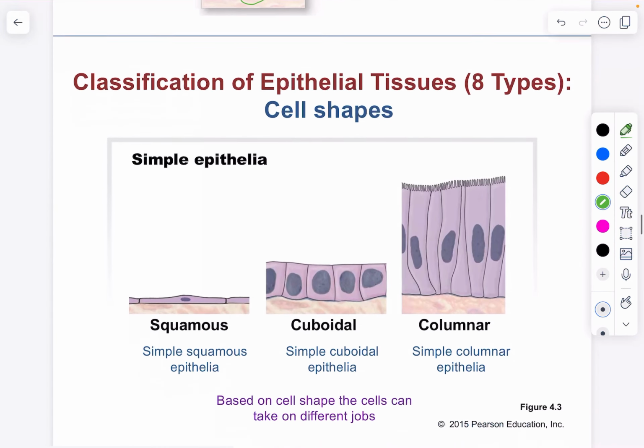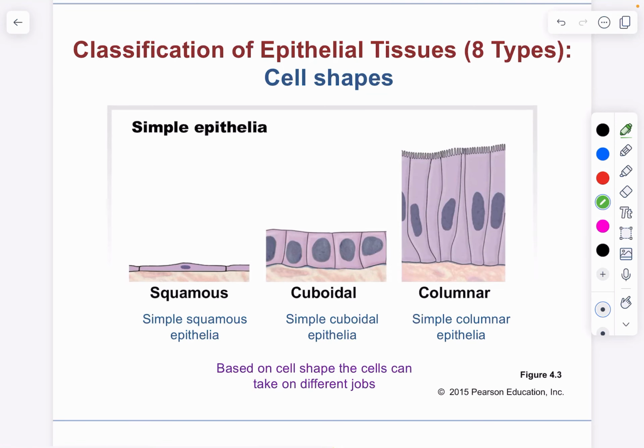All right, so we can classify epithelial tissue by their cell shapes. And I'm going to go over 8 different types. So let's go from simple to a little bit more challenging. There are 3 basic shapes that I'm showing you here. Squamous cells are very flat and kind of long, okay? We have cuboidal cells. They are shaped like a cube, equally tall, equally wide, and so forth.